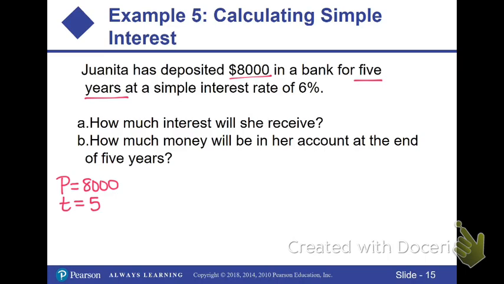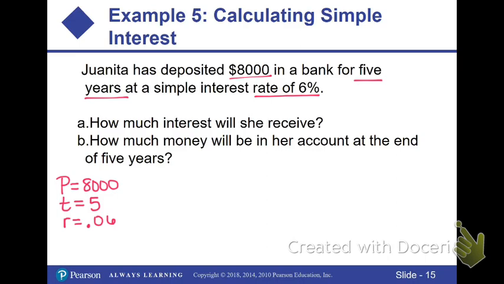And time will always be in years, guys. If it's anything other than the years, you need to convert it. And it told us it had an interest rate of 6%. Well, remember, that's going to be our R, but you have to change it to a decimal. So divide it by 100, or move the decimal place 2 places to the left.